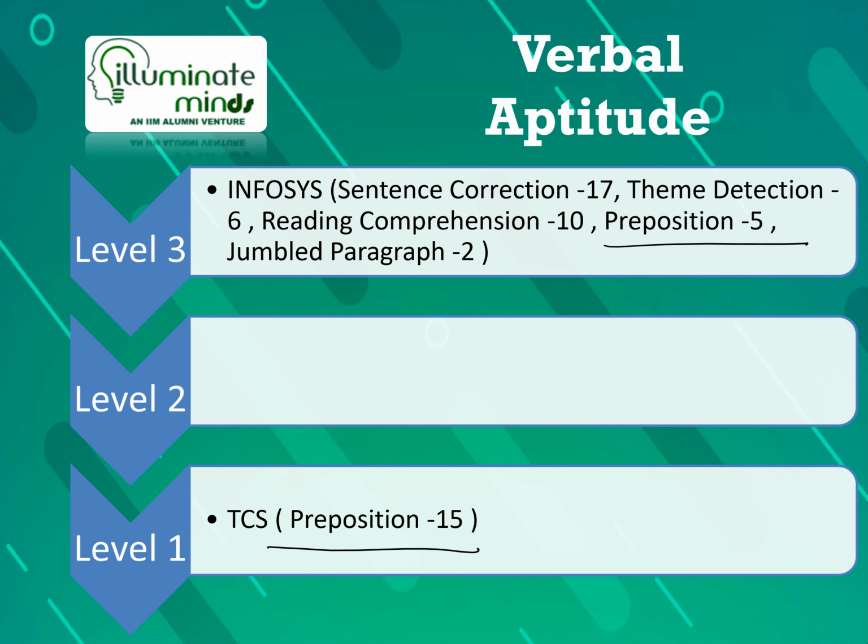If you remember, in the last slide of the Infosys test pattern, I said that 40 questions need to be done in 35 minutes. So Infosys verbal consists of 17 questions of sentence correction, improvement and spotting the errors. It will have theme detection or critical reasoning questions 6, 10 questions of reading comprehension, preposition 5 and jumbled paragraph 2. Infosys verbal section is the toughest of the 3 sections of Infosys.